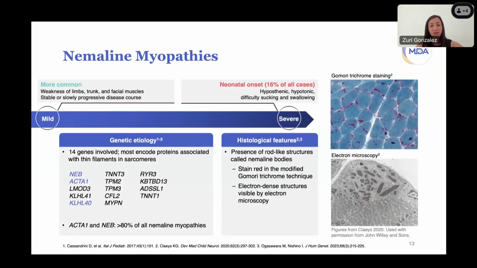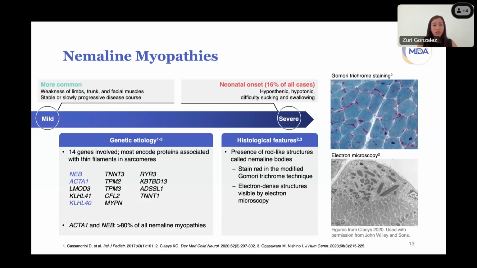Let's talk more about the specific groups of congenital myopathies. Let's start with the nemaline myopathies. Overall, they can range from milder to severe forms. The mild forms are the more common ones, and clinically they can have weakness in the extremities, trunk, and muscles of the face. And again, as we mentioned, the progression of the disease will be slow and stable. Now, the neonatal form will be up to 16% of all cases. And usually these patients will present with severe hypotonia, difficulty feeding, swallowing, and so on.